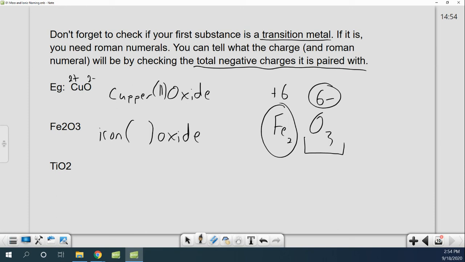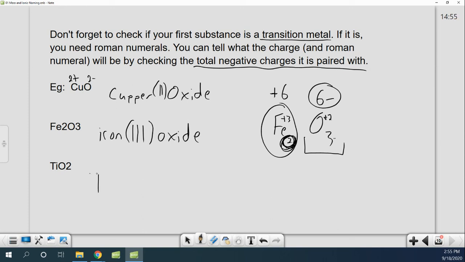Not quite. That +6 is split between 2 irons. So each individual iron is only going to be a +3. So I have 2 sets of +3 balancing 3 sets of -2. +6, -6, we're all balanced. Life is good. So that's how you figure out what your Roman numerals will be.